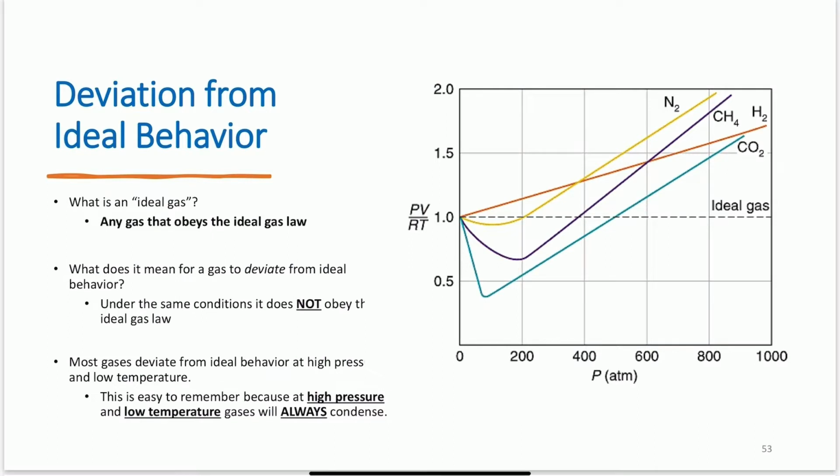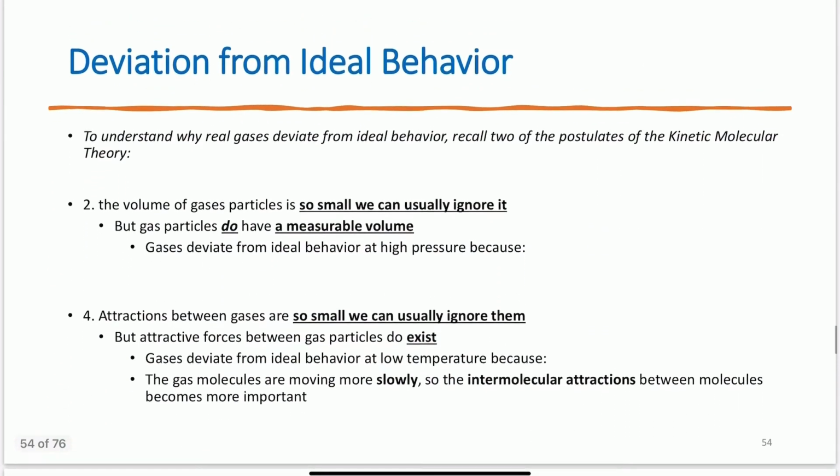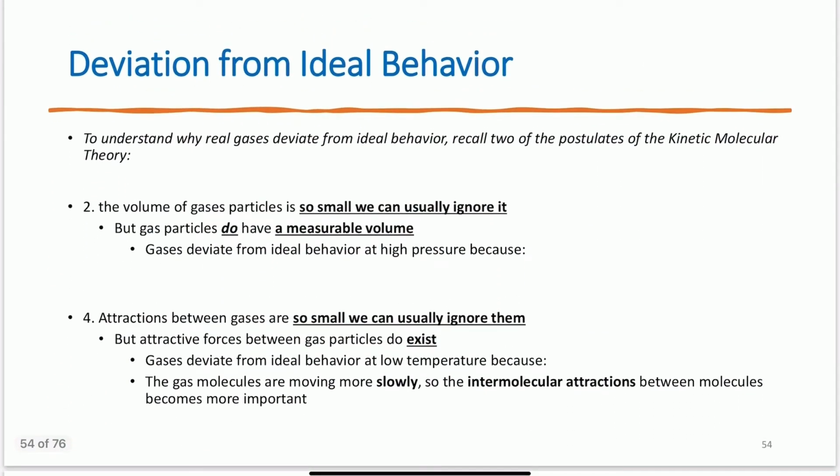Under non-ideal conditions, it is no longer behaving as an ideal gas, it is behaving as just a gas in general, and we have to take those other parameters into consideration. But what parameters are those? To really understand why gases deviate from ideal behavior, I need you to recall two of the postulates of the kinetic molecular theory. The first postulate that we're going to recall is number 2, where we said the volume of gas particles is so small we can usually ignore it.